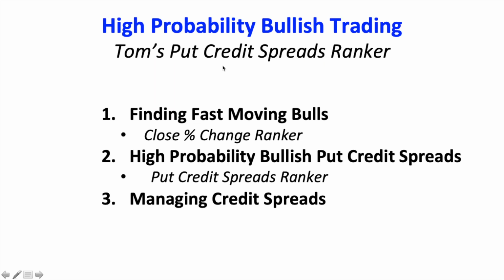Here is specifically the agenda. Our high probability bullish trading agenda is to use Tom's put credit spreads ranker. We're going to go out in step one and find the fastest moving bulls using the close percent change ranker. I'm going to take stocks from that ranker and then put them into the high probability bullish credit spread ranker. And then we're going to trade bullish credit spreads. So you can call them bull put spreads or short put spreads. All the same thing, but these spreads are high probability simply because of the way we're going to construct them. And then I want to talk to you, of course, about how to manage these credit spreads in the event they win and in the event that they lose.